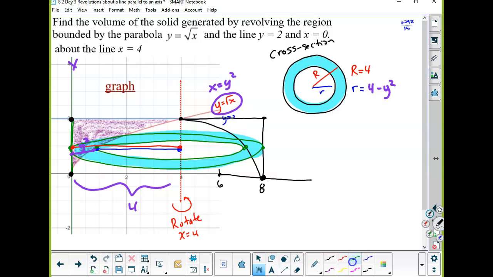Okay. Well, let's think of that again. What did we do? I knew that the full length from here to here is 4. That's the red line. I know that the purple length is the equation y squared, but I don't want that part. I want the part that's the small circle of the washer, the small radius of the washer. So it's the blue piece, which is 4 minus y squared.